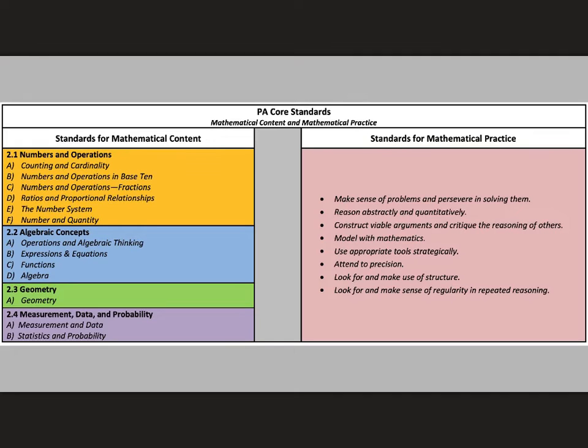All right. So now, PA Core standards on the left. 2.1. 2 is for math. Point 1 is numbers and operations. Point 2 is algebraic concepts. Point 3 is geometry. And point 4 is measurement, data, and probability.